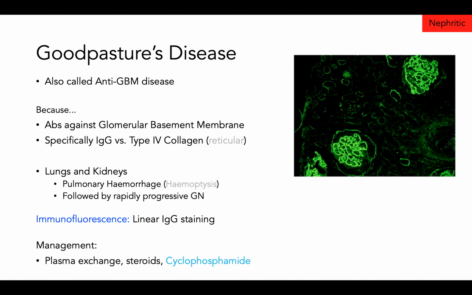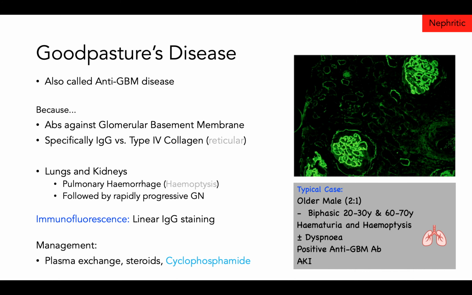Goodpasture's is managed by plasmapheresis to extract those autoantibodies from the blood, and then you may also wish to give immunosuppressive drugs like steroids and cyclophosphamide. Typical case of Goodpasture's, I've got here an older male because that's what the questions tend to feature. It's 2 to 1 in men.